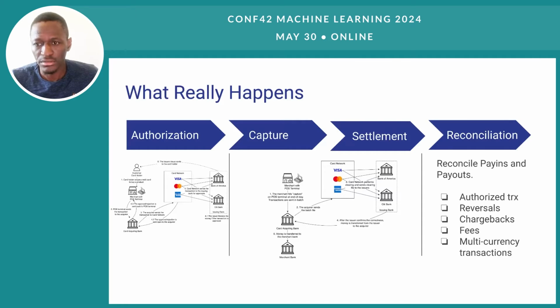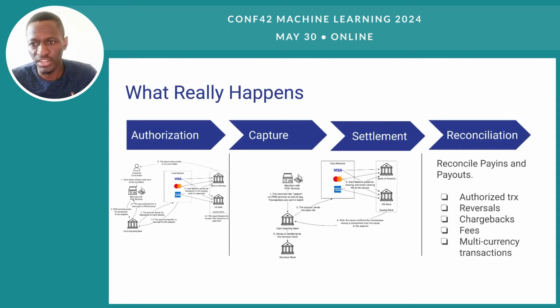Now, next would be capture, right? Because when authorization takes place, the money is frozen from the cardholder's account. However, the merchant doesn't have the money yet. The money is still technically with the issuer, right? Actually with the issuer. But somehow the issuer knows that they owe some form of money to somebody, right?